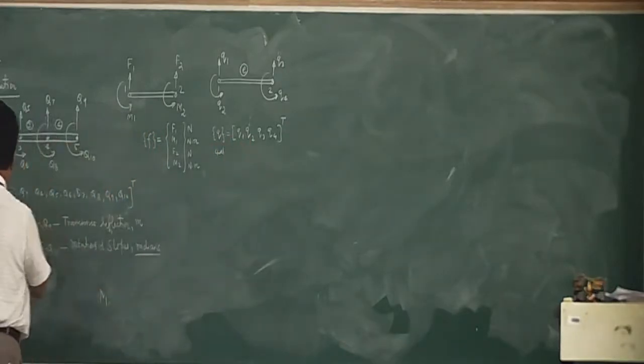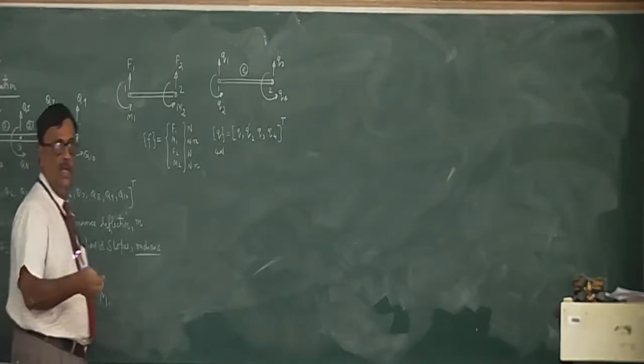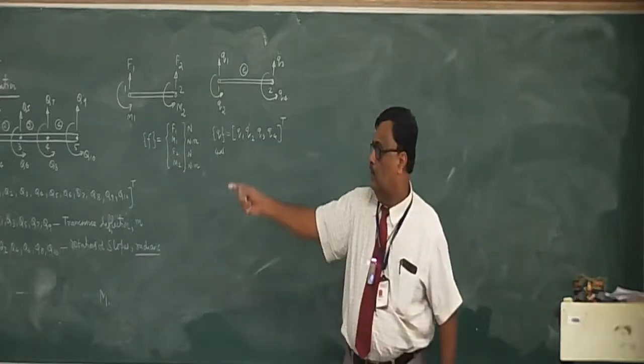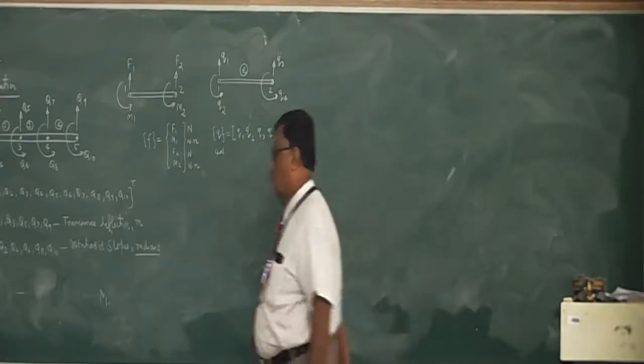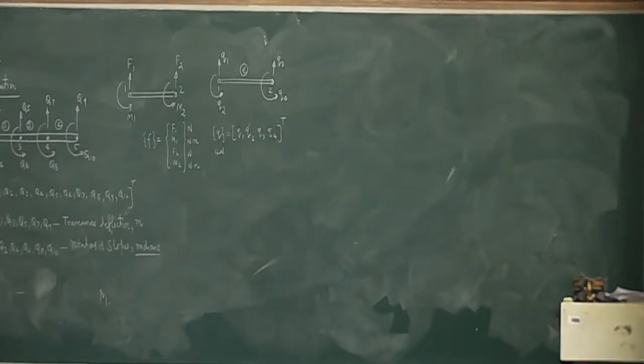Whereas when you look at this, the size depends upon the total number of nodes times 2, that is, the total number of degrees of freedom associated with that. That is going to be the global nodal displacement vector. This is called the global nodal displacement vector, and this is the elemental level one.